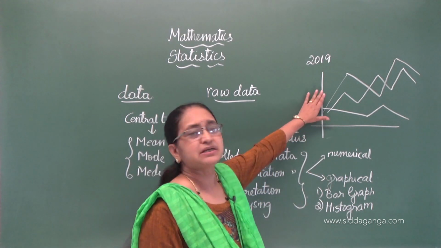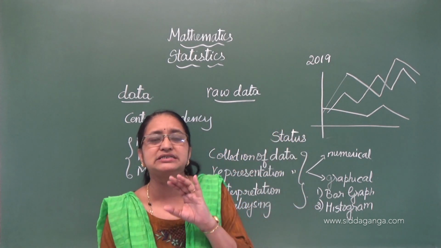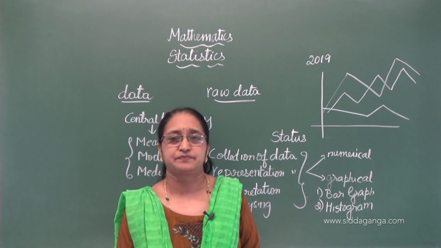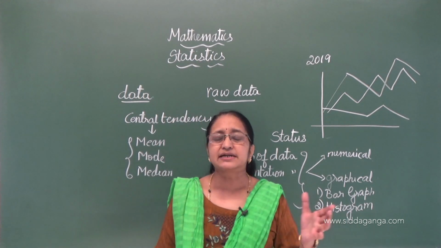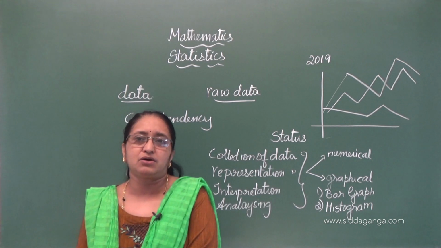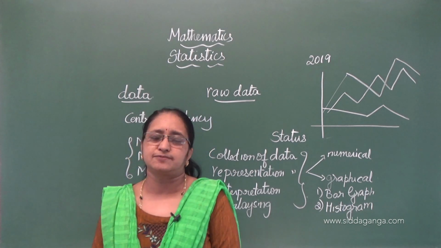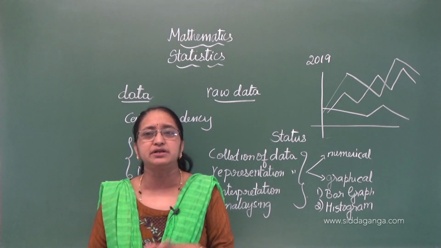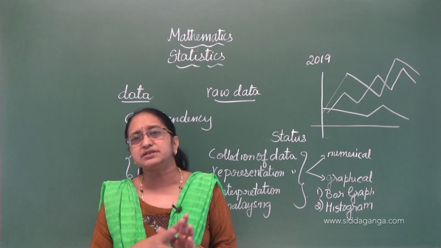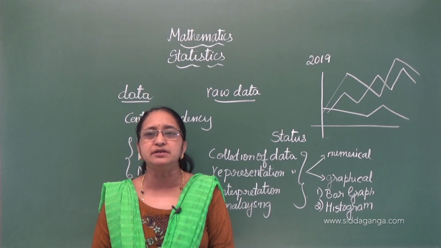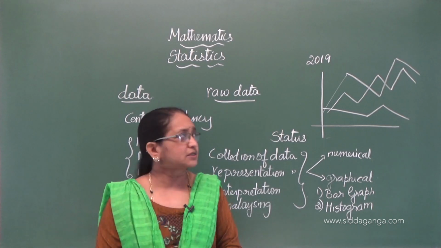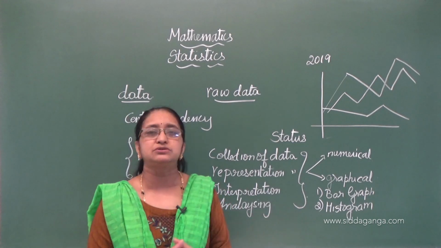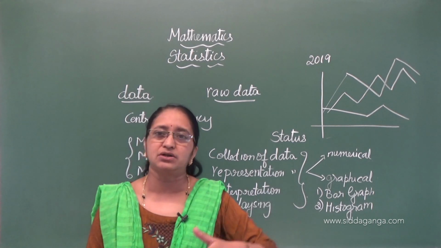So when we interpret it through a graph, we can easily identify the results: whether the rainfall has decreased in a particular area, or throughout the year, or whether it has increased throughout the year or in a particular area. These interpretations and analyzing can be done only when the collection of data is represented in a proper way. So in this chapter you are going to find out.